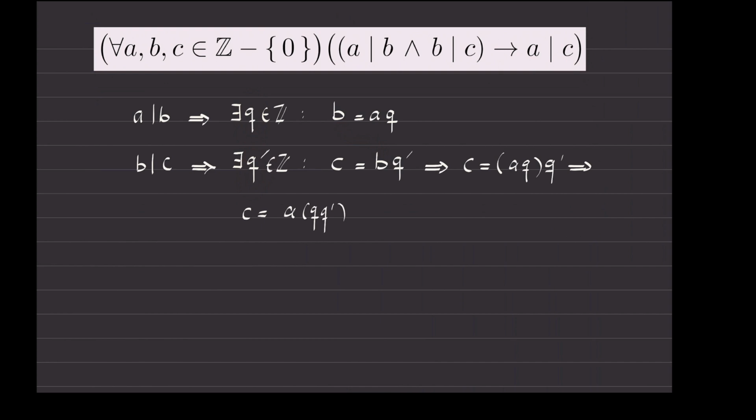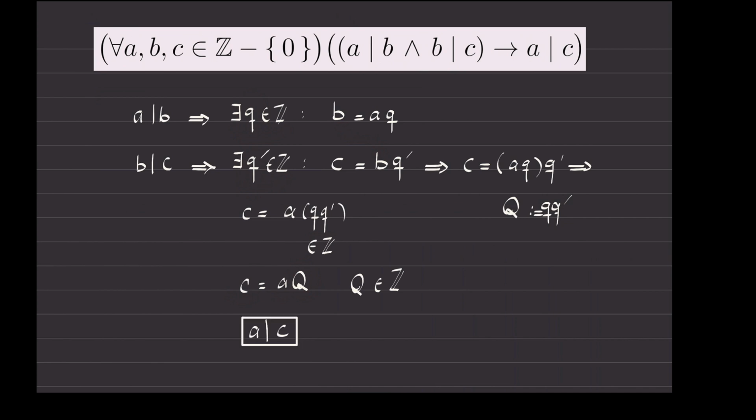Because q is an integer and q prime is also an integer, this product q q prime is definitely an integer. So let me give it a new name. Let me call that product capital Q. Then c equals a capital Q, and the important thing is that capital Q is in Z. So this means that a multiplied by an integer is c. This means that a divides c. And that is what we want to prove.